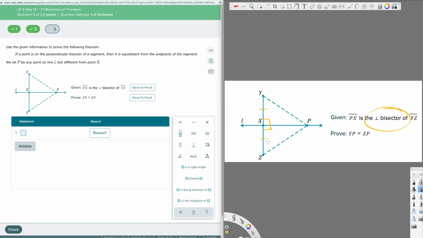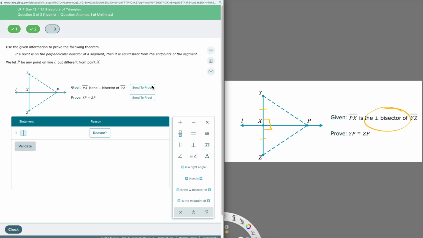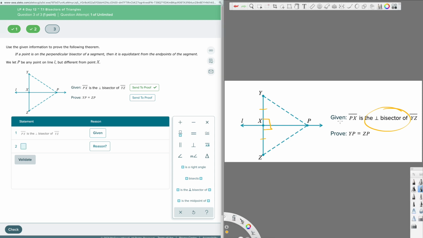So first I need to send this to proof, and then I'm going to define those two pieces. Before I jump into that, I like to have my game plan. So I'll define those two pieces. And then, because we can't immediately start saying that it's equidistant from the endpoints and that these guys are equal to each other, we don't know that yet, what we want to do is prove that these two pieces are equal.